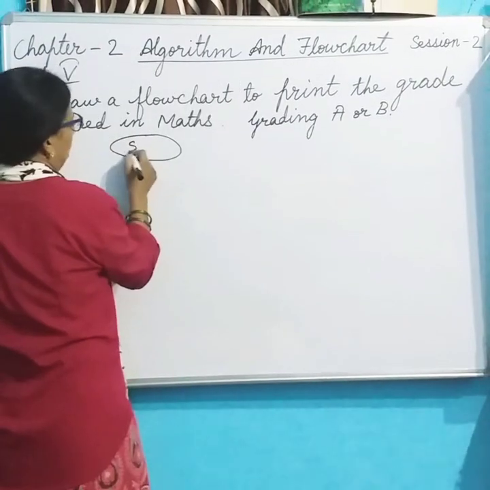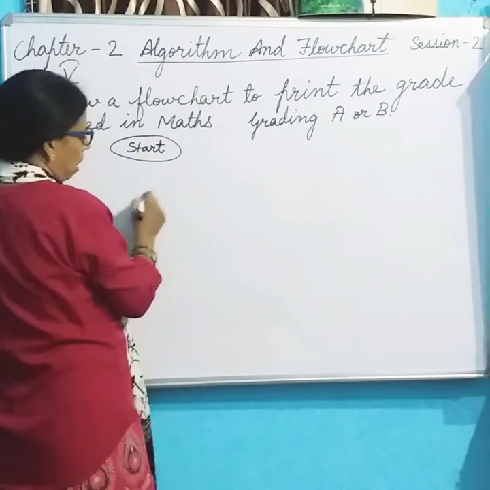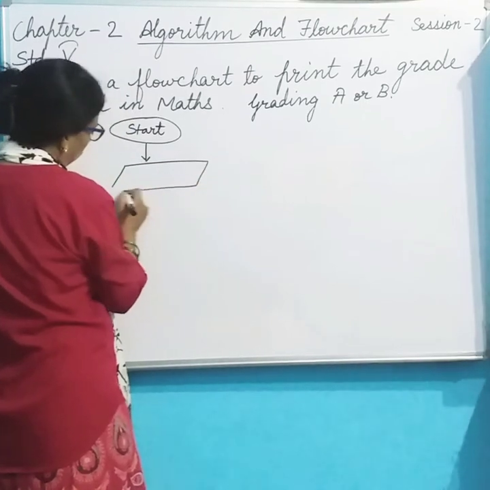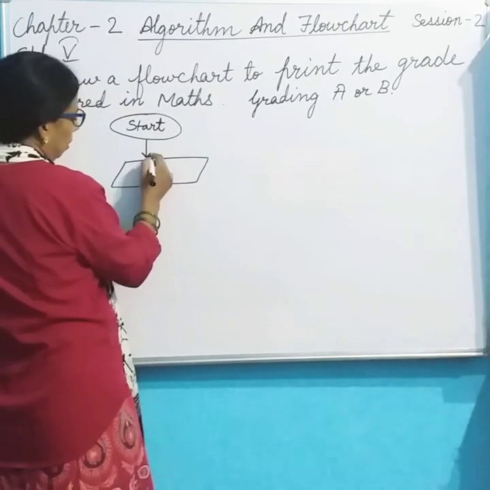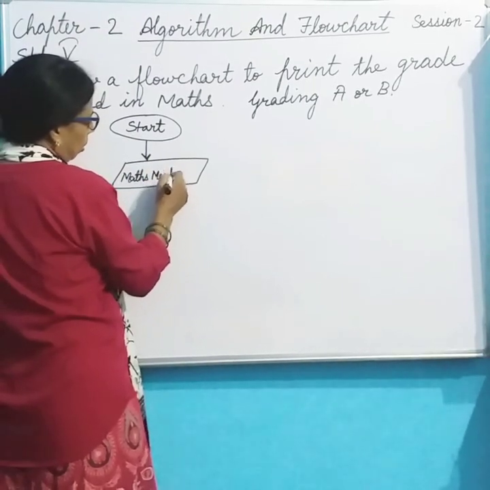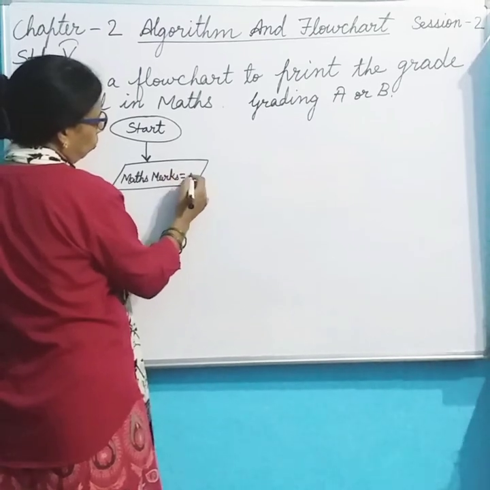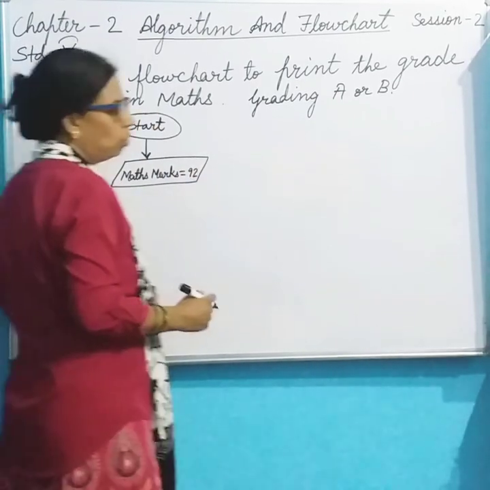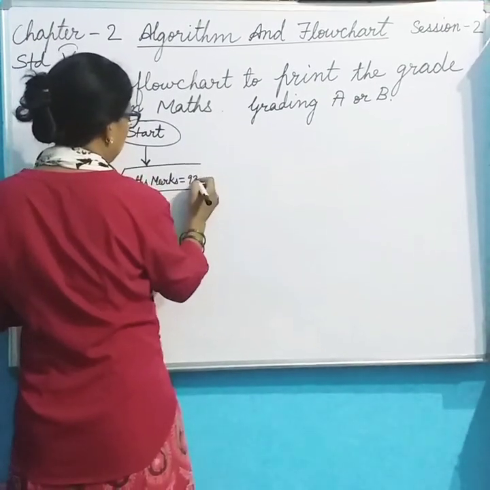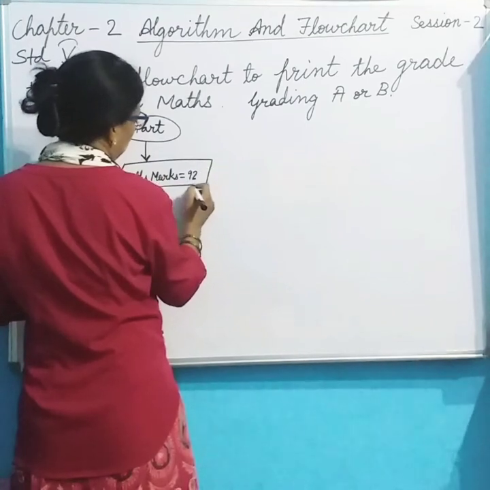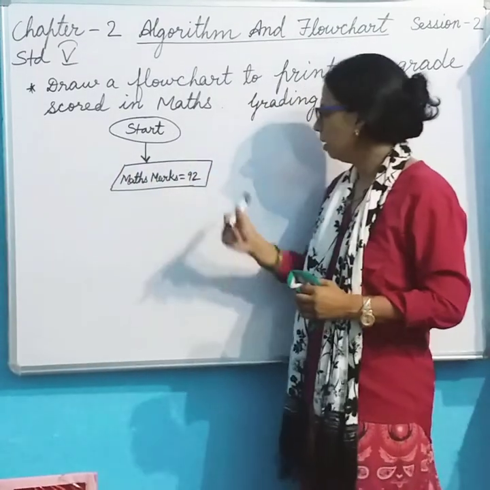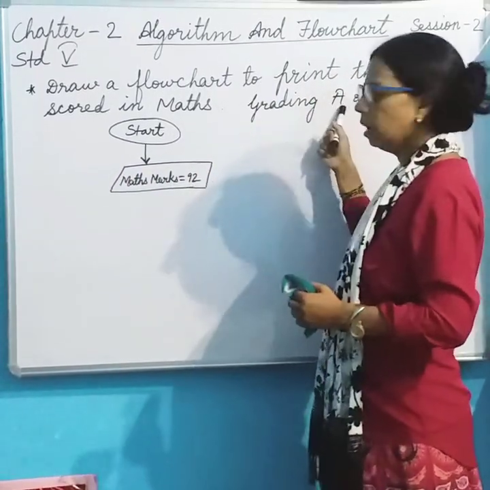So first we will start with the start box. Next will be the input box. In the input box we will enter maths marks. So maths marks is equal to 92. The child has scored 92 out of 100. Now we have to find whether these marks come under grade A or B.